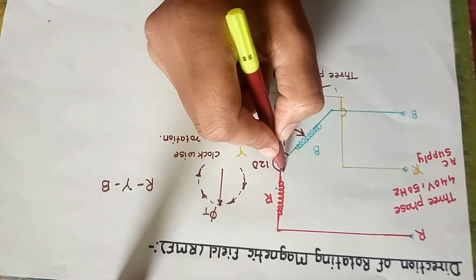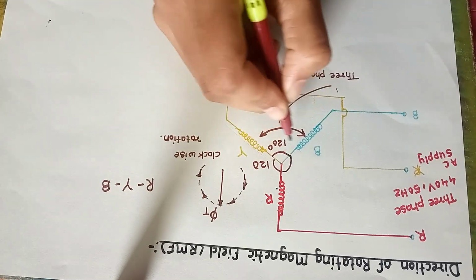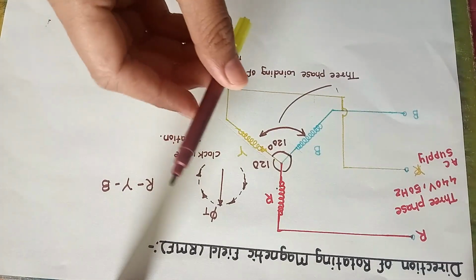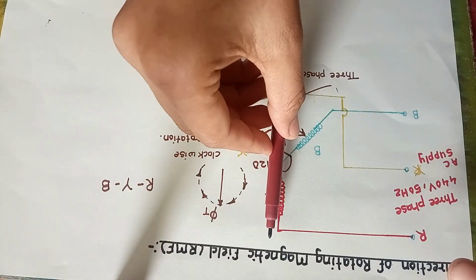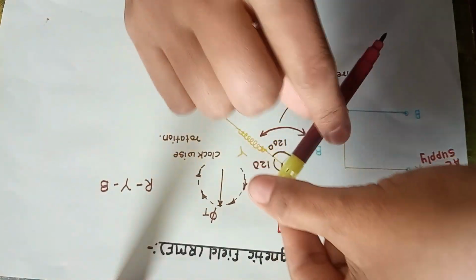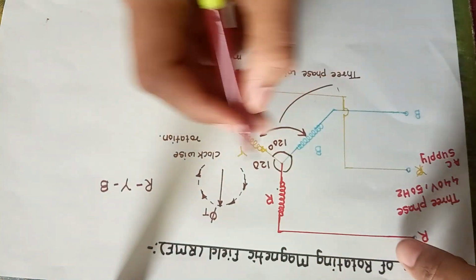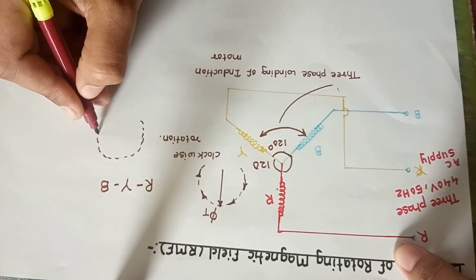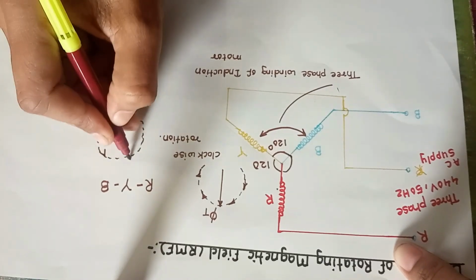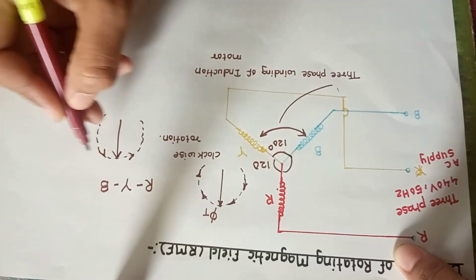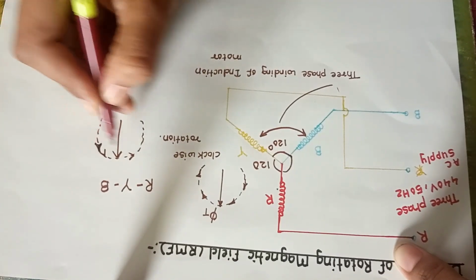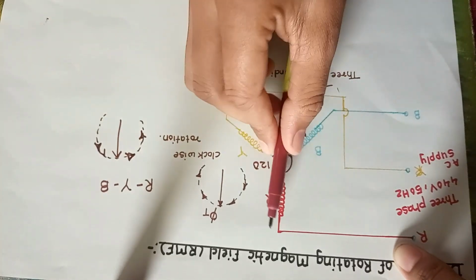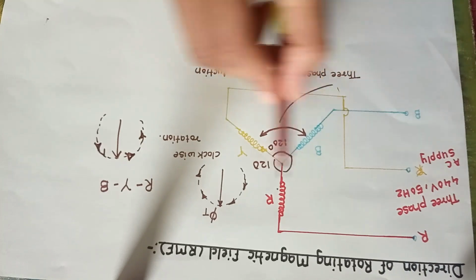Then after R there will be B phase and after B there will be Y phase. So in this case the direction of rotating magnetic field will be like this. So the direction of rotating magnetic field is now in an anti-clockwise manner. Okay, so your phi t will move in an anti-clockwise manner like this.